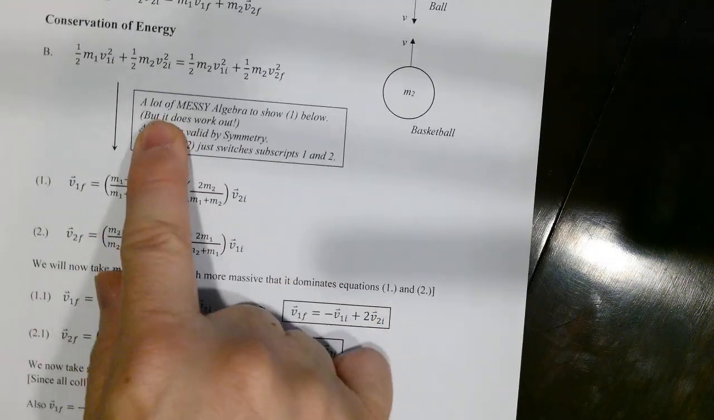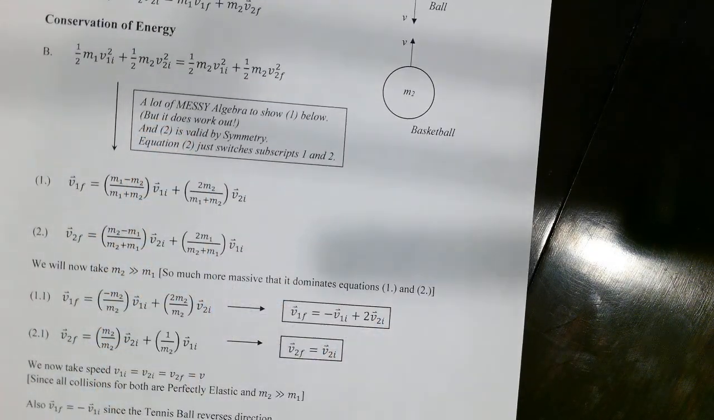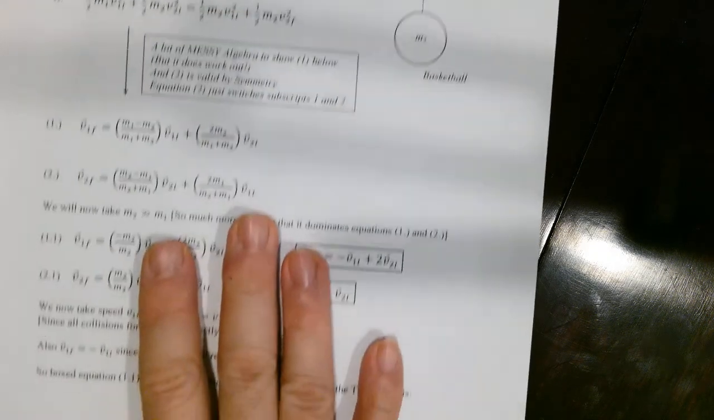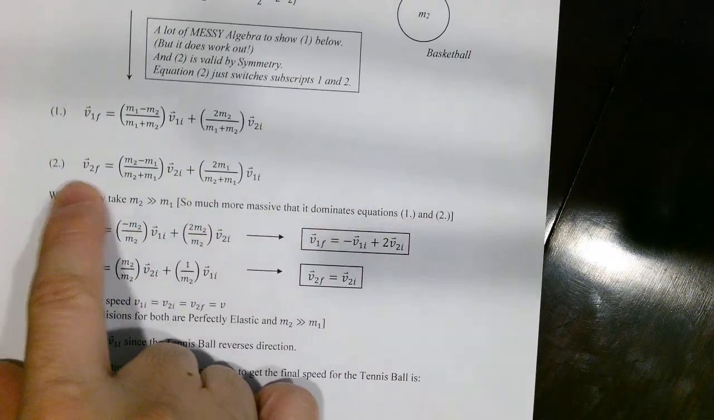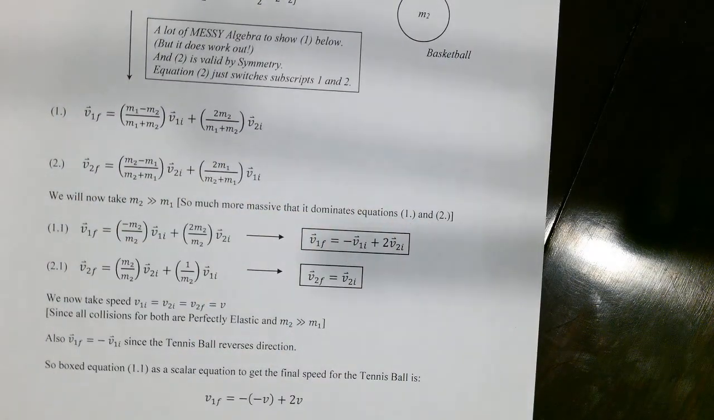With messy algebra to show, equation one below, it does work out. And equation two is valid by symmetry, just switching the subscripts 1 and 2. We're going to get this mess, and we're going to get this mess, if you do plenty of algebra.